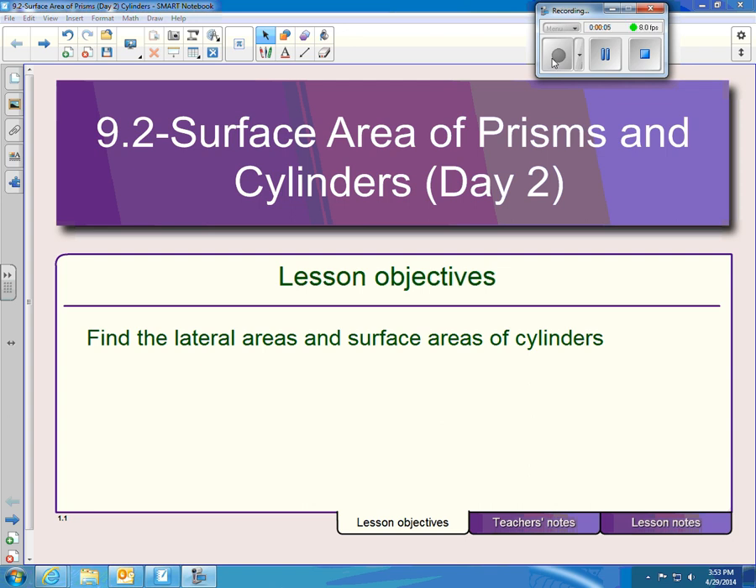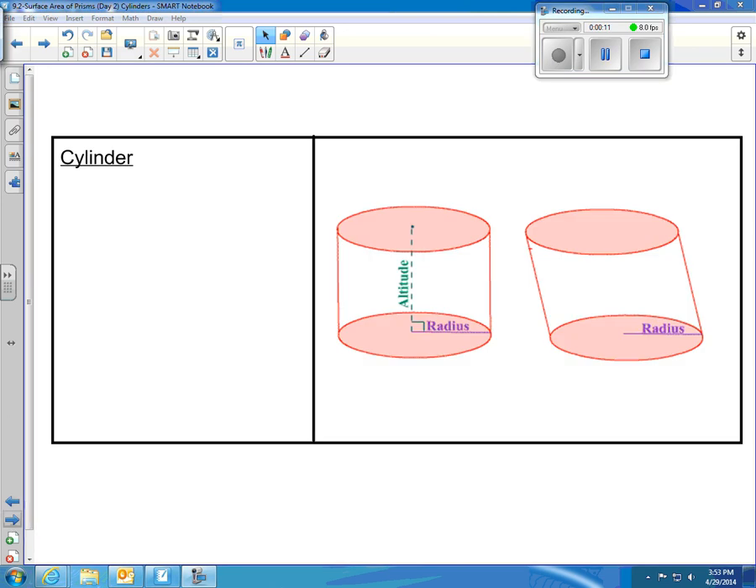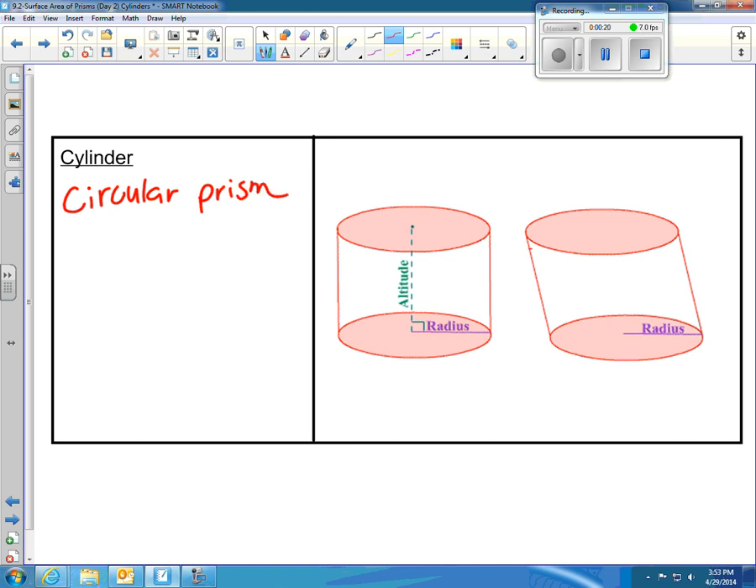We're going to cover surface area of prisms, but we're going to be looking more specifically at cylinders today. So let's talk about, well, what is a cylinder? Well, a cylinder is just a circular prism. All right, its bases are circles.